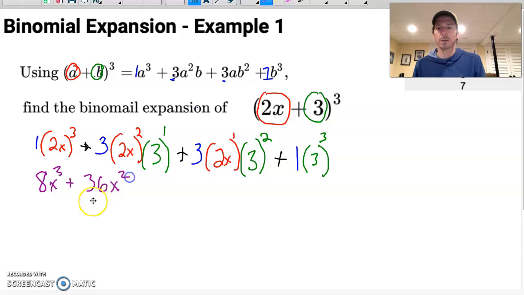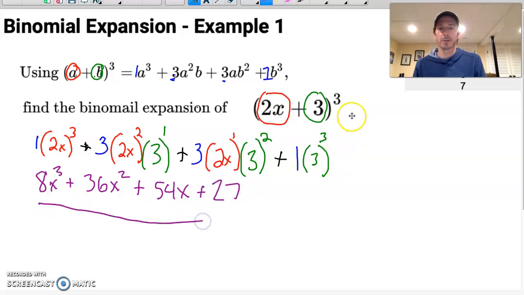So make sure you're okay with where I'm getting these numbers here. Plus, this 3 is squared. 9 times 2 is 18. 18 times 3, I believe, is 54. And over here, I have nothing but the 3 cubed. And 3 cubed is 27. And that is the expansion of this thing right here. There you go. Pretty crazy, right?